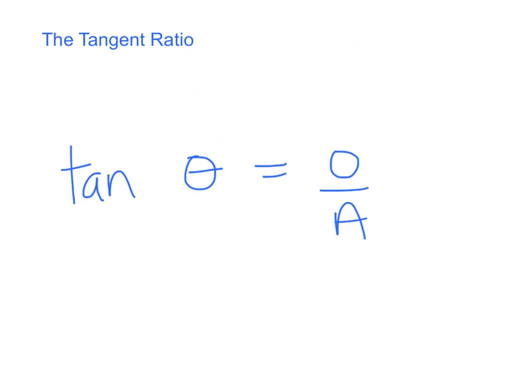All right, let's have a look at the tangent ratio. So the tangent ratio, the tangent of theta, again, could be a letter, could be a number, 25 degrees, is equal to opposite over adjacent.